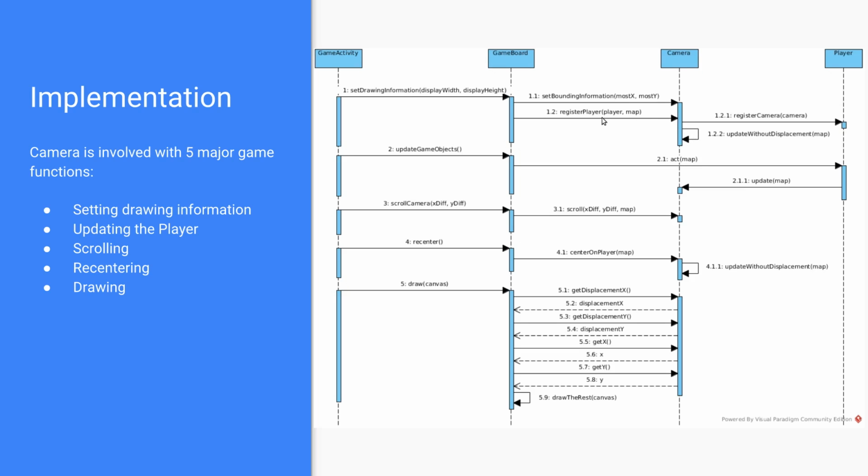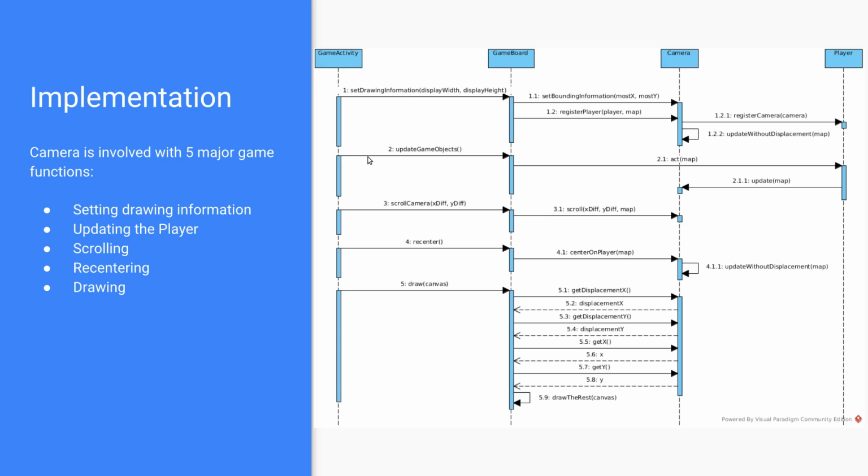Once this comes to the camera, the camera will register with the player, so now the player will have a reference to the camera. Afterwards the camera will update without displacement, which means it will center on the player without having any scrolling at all.